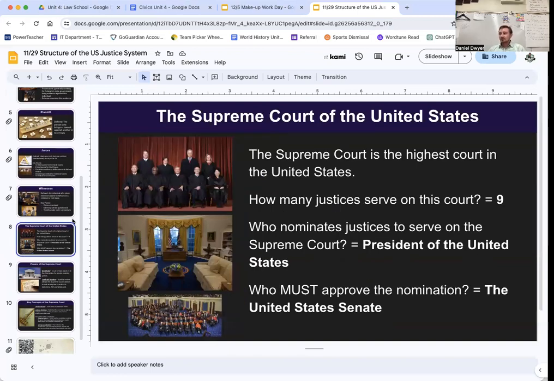All right, so the Supreme Court of the United States, they are the highest court in the US. How many justices serve on this court? There are 9, as you hopefully learned the other day. Who nominates them? So the Supreme Court is not really a democratically elected office. They serve for life, and the president nominates them, but the Senate has to approve it.